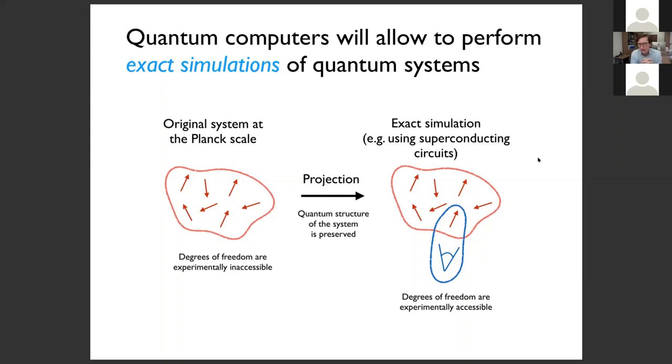You can have a quantized LC circuit, which is another physical representation of a harmonic oscillator. You can have a mechanical but quantum pendulum, which is another physical representation of the same quantum mechanical system. But here the difference is that because we use a different physical realization, we can do experiments, okay? We can perform measurements on the degrees of freedom. And this is something that is impossible to do with the original degrees of freedom, which are at the Planck scale and which are inaccessible with the resolution of the experiments that we have. So this is, I would say, the philosophy behind this approach.